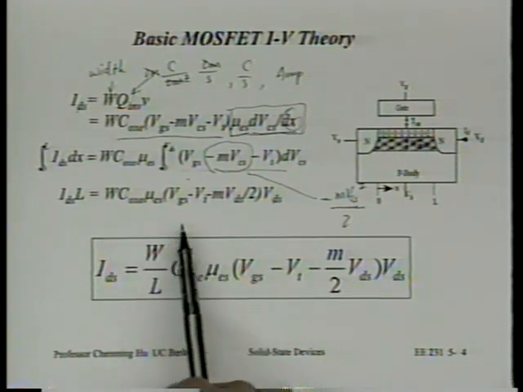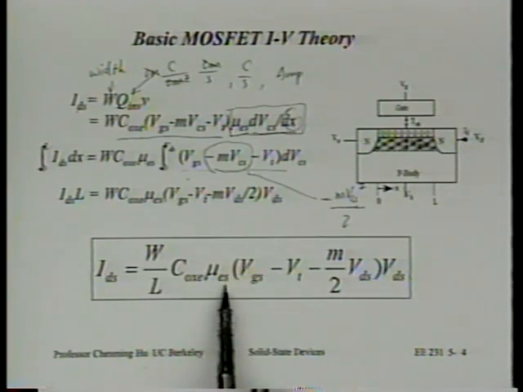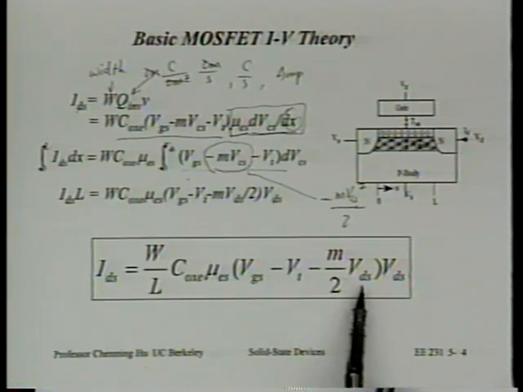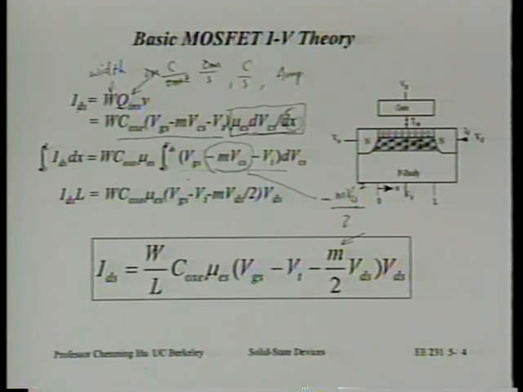And just to emphasize this equation and put it in the final form, divide the L to the right-hand side, we'll get IDS equal to W over L, Cox, mu, times VGS minus VT minus M over 2 VDS, times VDS. I put it in a box. That means I want you to remember this, memorize this. This is no different from what you have seen before, with the exception that we carry the M here, but it's a small, simple enough modification, and I think you have no objection to carry that with you from this point on, all right?